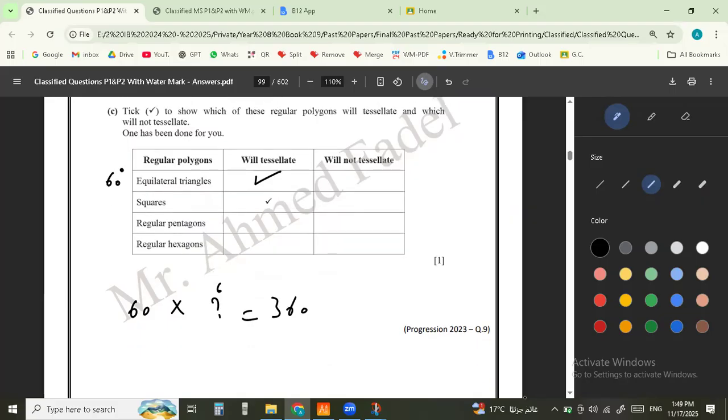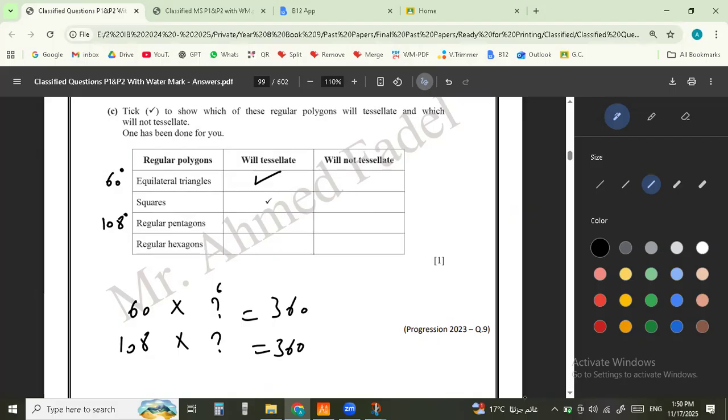The regular pentagons, you're going to find out that one interior angle of a regular pentagon is 108 degrees. We learned how to do this: (n minus 2) multiplied by 180 over n. It will give you 108 degrees. Is 108 a factor of 360? You will not find a whole number that you multiply 108 by to give you 360. So 108 is not a factor of 360.